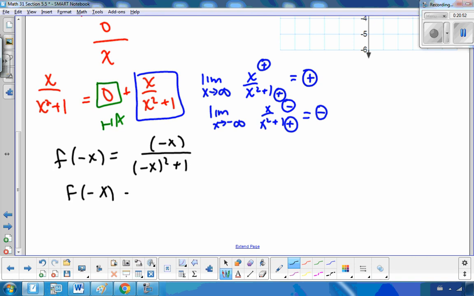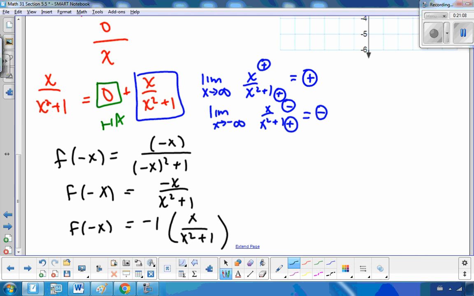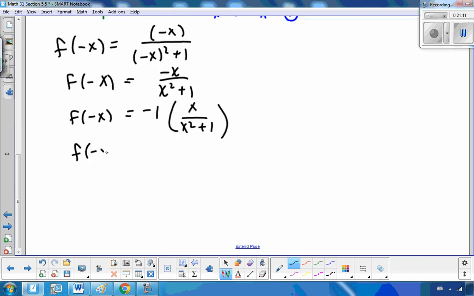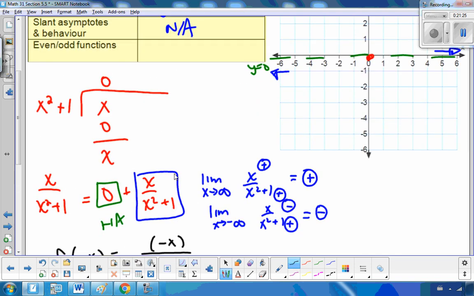So f of negative x is negative x over x squared plus 1. Now that is not the f of x that I started with, so I'm going to try and factor out a negative 1. And then I get x over x squared plus 1. Now that is f of x. So what that says is f of negative x equals negative f of x. So since that is true, I know that f of x is odd, which means it's symmetrical about the origin.